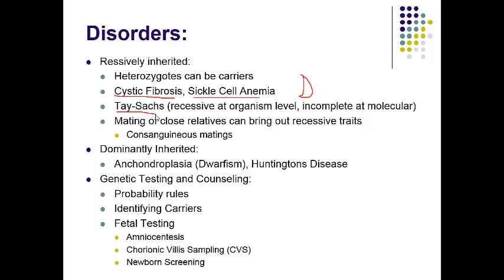Going back to sickle cell anemia, at the organismal level, sickle cell anemia is recessively inherited. But at the molecular level, it's actually codominant. If the person is heterozygous, they're actually going to make half sickle-celled red blood cells and half normal red blood cells. However, they have enough normal red blood cells where they don't have sickle cell anemia. They have something that we call sickle cell trait.